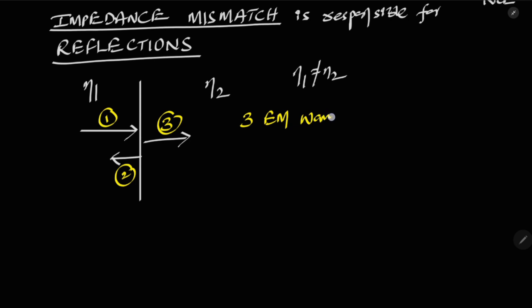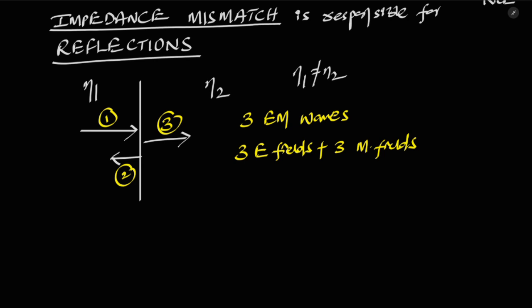Three EM waves are available, and in each EM wave we have one electric field and one magnetic field. That means three electric fields plus three magnetic fields. So we should be able to write three electric field expressions and three magnetic field expressions. Later we can understand what happens about reflection and about transmission.